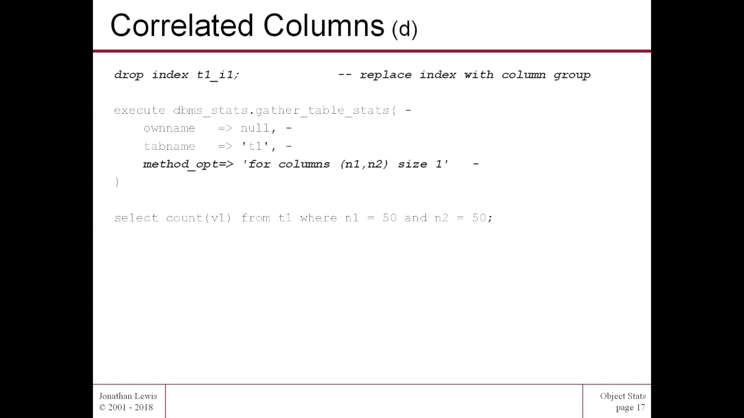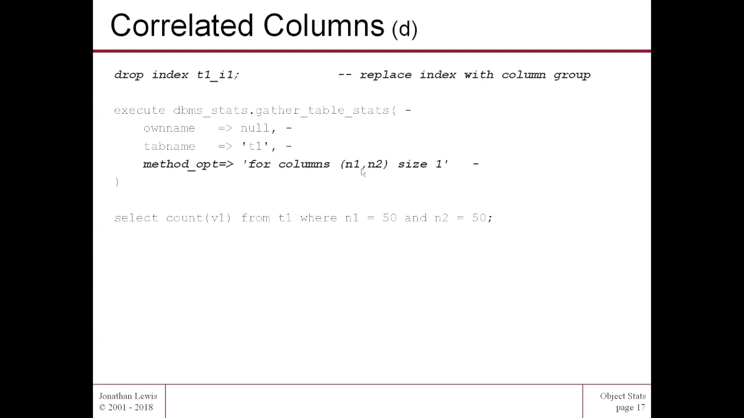Get rid of the index. Oracle 11 gave us extended stats, and the best possible use of extended stats is for column groups. So what I've done here is gather table stats, and I've said gather table stats for columns, and I've specified a single column group here consisting of the column pair N1, N2, no histogram.